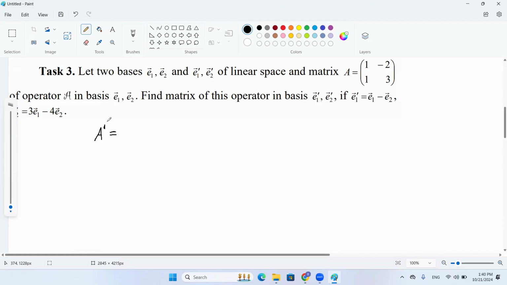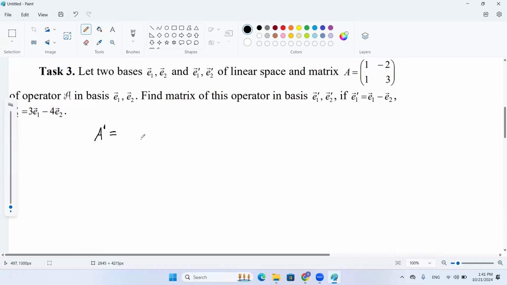You're talking about the transition matrix, right? From one basis to another, correct? Yes, yes. And how do we multiply? So just by the order.